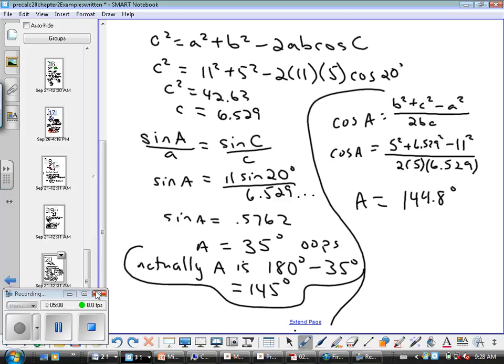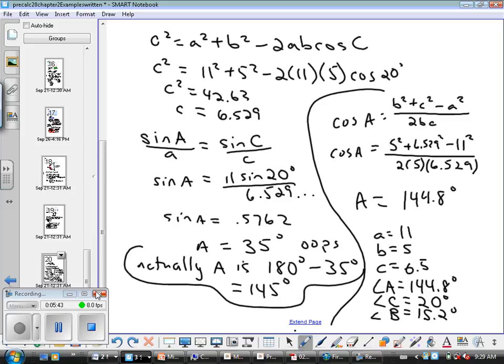When you get done solving a triangle, here's what your answer should look like. Side a is equal to 11, b is 5, c is 6.5 because it asked for it to the nearest tenth of a meter. Angle A is 144.8, to the nearest tenth of a degree. Angle C, we were given, is 20. And you're going to have to subtract the total of those two from 180, and you'll get your last angle, which is 15.2 degrees.